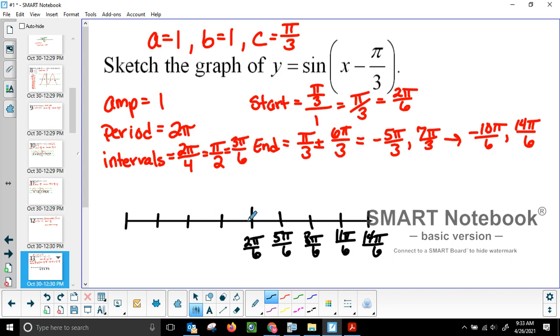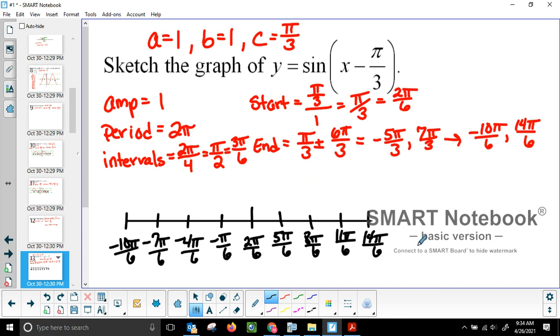All right, when I'm going to the left, I'm going to be subtracting 3 pi over 6 every time. So 2 pi over 6 minus 3 pi over 6 is negative pi over 6. Subtract 3 pi over 6 again, negative 4 pi over 6. Negative 7 pi over 6, and negative 10 pi over 6. Again, if I did it correctly, it should match up here. These two match up with my ends here, so I'm good to go.